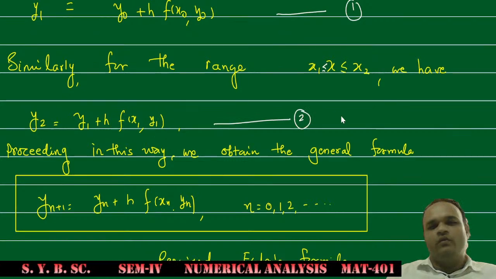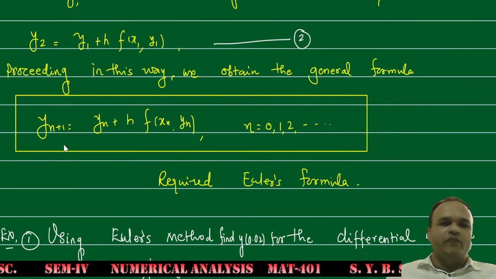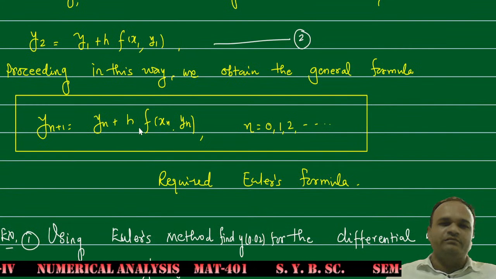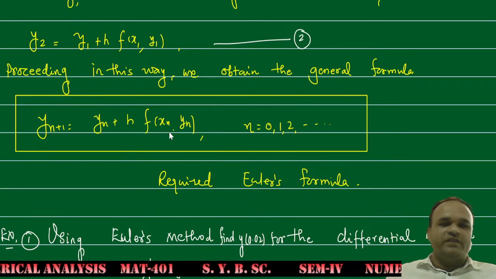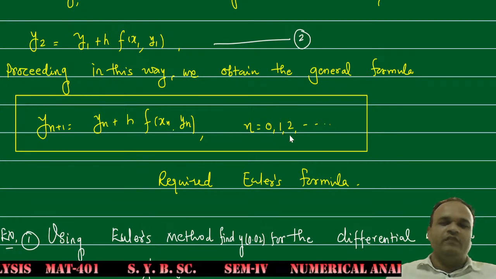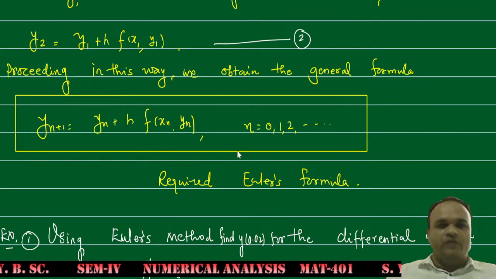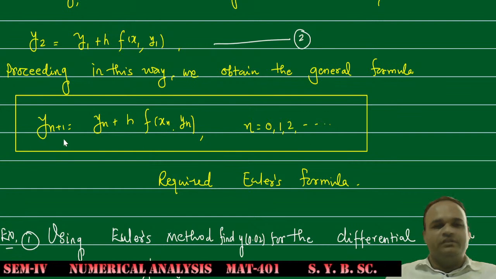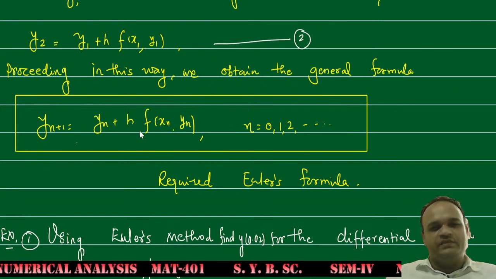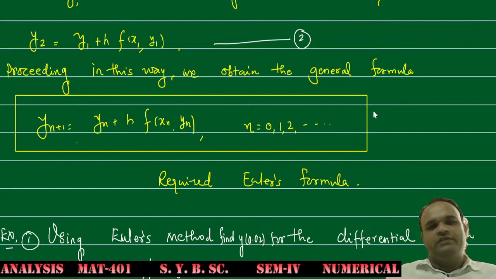So proceeding in this way, we obtain the general formula: y_{n+1} equals y_n plus h times f of x_n, y_n. Here n varies from 0, 1, and so on to infinity. For n equal to 0, you will get y1 equals y0 plus h times f of x0, y0. That is our equation number 1.